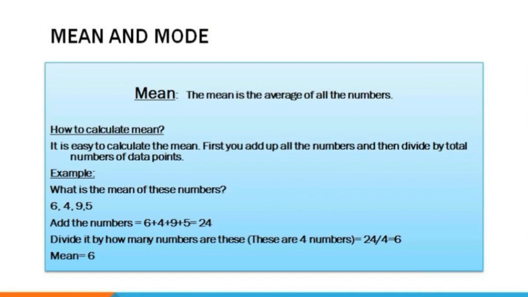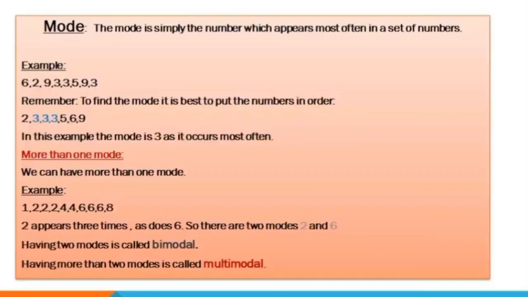Now what is mode? The mode is simply the number which appears most often in a set of numbers. For example, here you can see 6, 2, 9, 3, 3, 5, 9, 3. Remember, to find the mode, it is best to put the numbers in order. Here you can see 3 is repeating most often. So in this example, 3 is the mode.